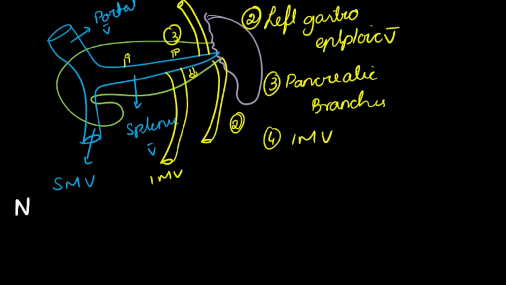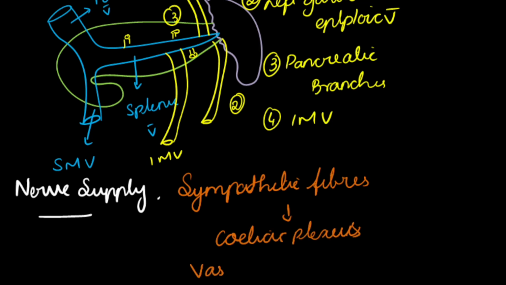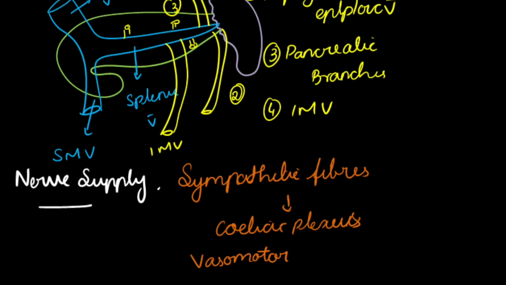Now regarding the nerve supply. So here sympathetic fibers through celiac plexus, and they are vasomotor in nature. So we all know that sympathetic activity is basically vasomotor.